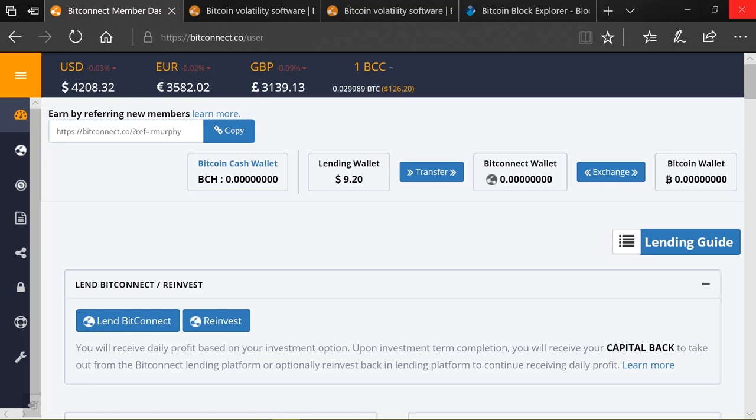So say you bought over 1 Bitcoin, the value of your 1 Bitcoin would be $4,208. You will then buy however much you sell for, or a proportion of however many Bitconnect coins. So currently 1 Bitconnect coin is 0.029989 Bitcoins of its own value of $126.20. The most important thing, so I'll give you an example.